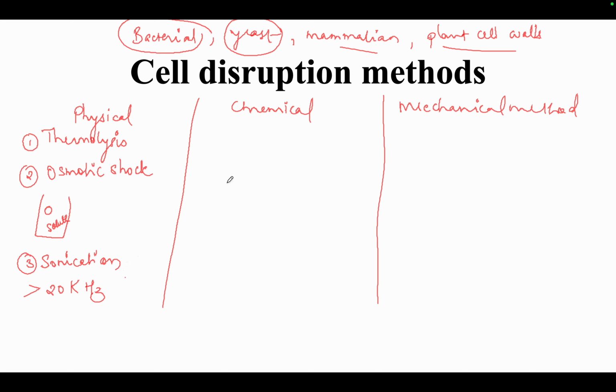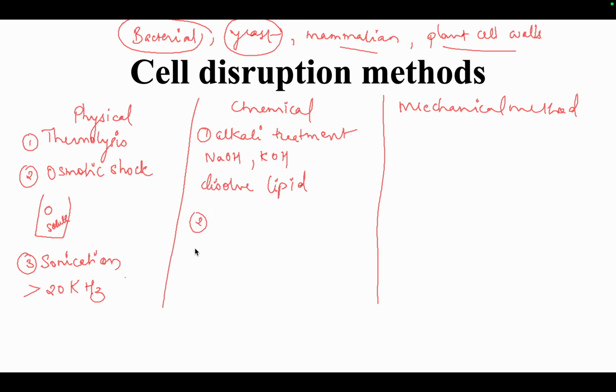In the chemical method, we have different types of chemicals which we can use. That is alkali. We can use different bases like NaOH or KOH. So what will these bases do? The base will dissolve the lipid membrane, and it will break open the plasma membrane or the cell wall. So this alkali treatment is one of the chemical treatments which can be used.